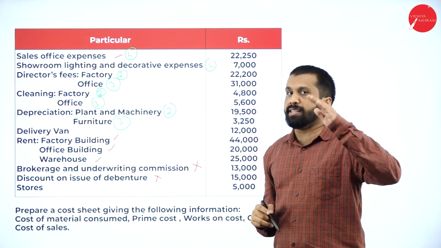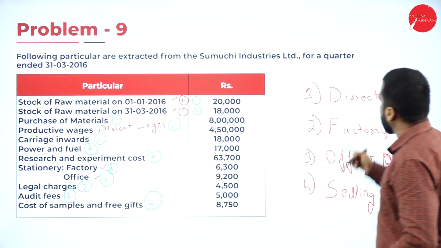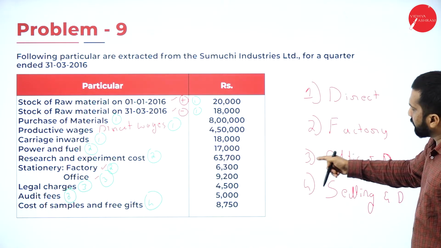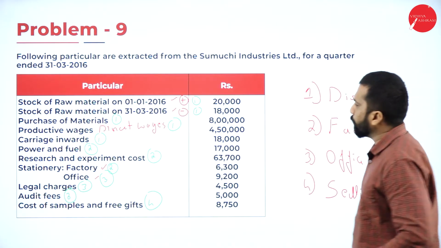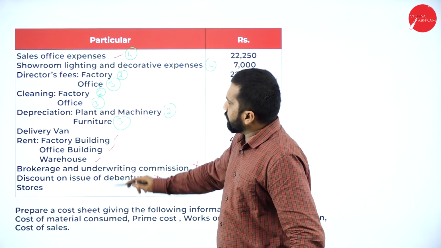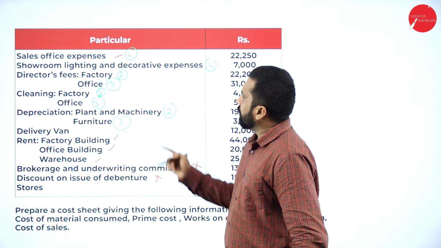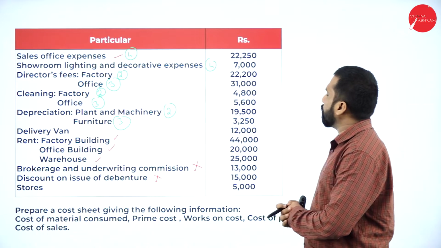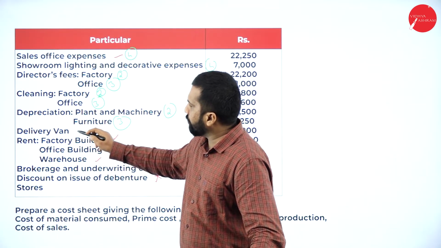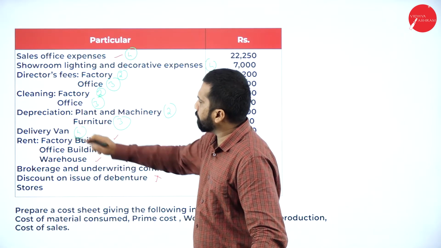What is 1, 2, 3? In the beginning only I showed you. These are step 1, step 2, step 3 as well as step 4. And office building, delivery van, furniture, depreciation, plant, machinery, we have delivery van also. It should come here. So it is 4.